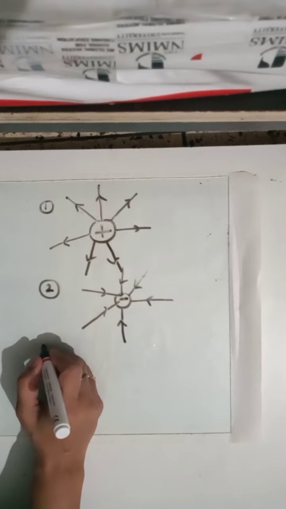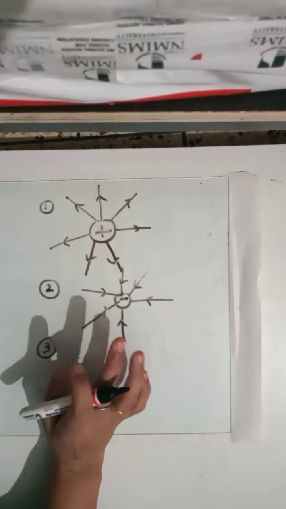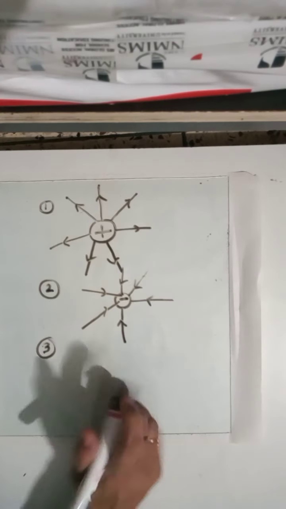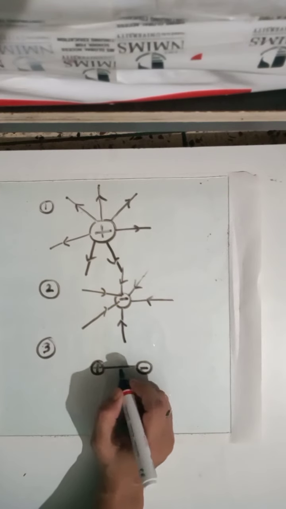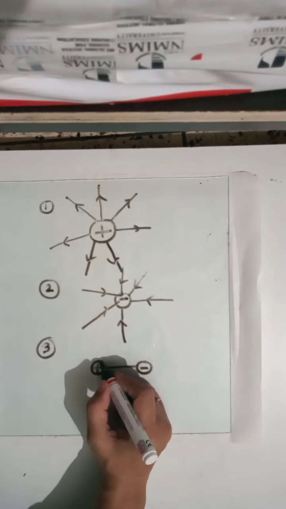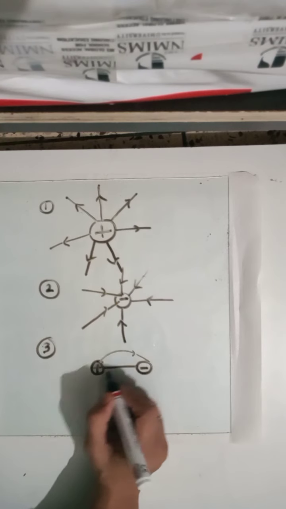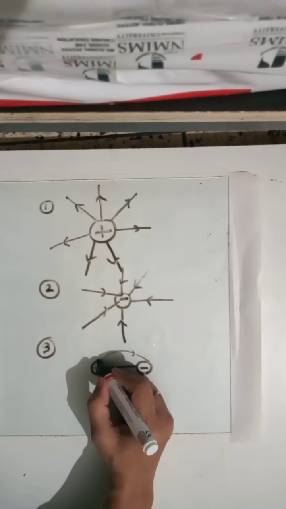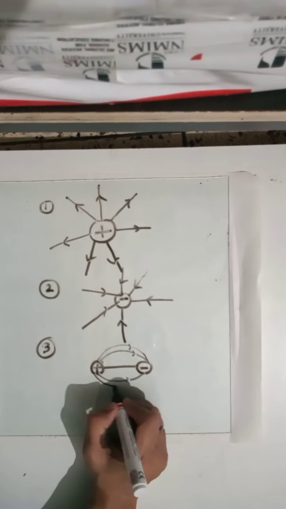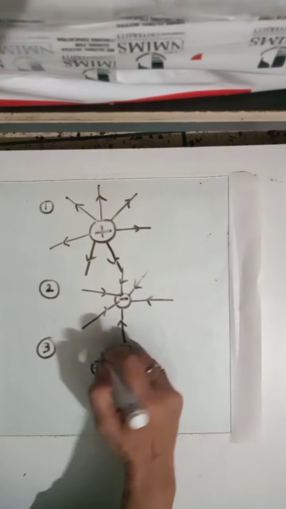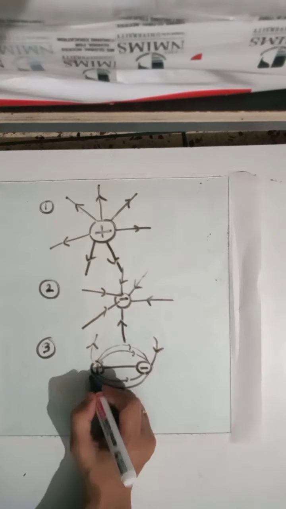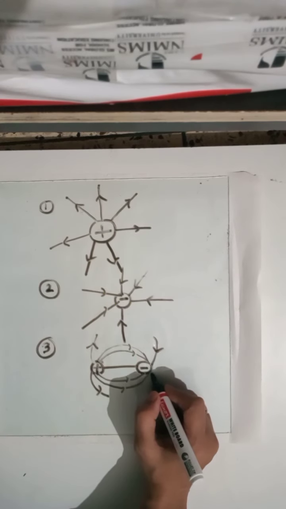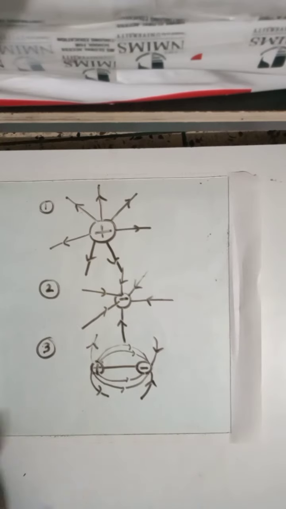Now, the third is due to an electric dipole. Electric dipole means it consists of two equal and opposite charges. One charge is positive, but their magnitudes are equal to each other. If we draw the electric lines of forces, they start from the positive charge and terminate at the negative charge. In this way, we get the nature of the electric lines of forces, and in this way you can draw more electric lines of forces.